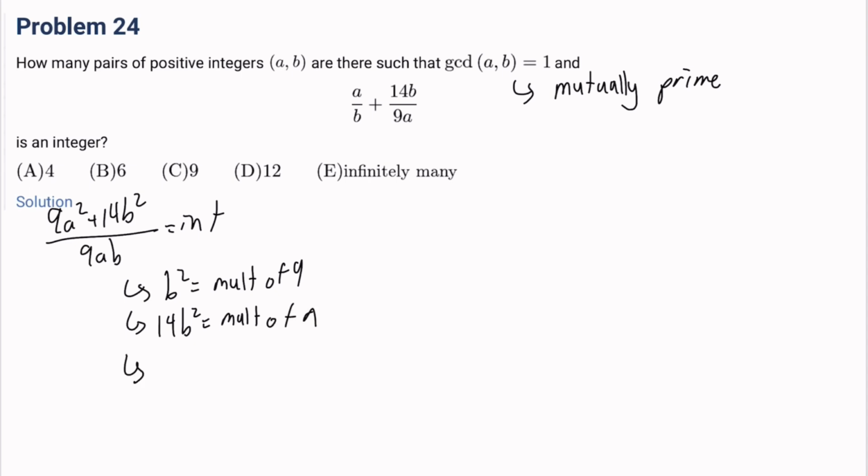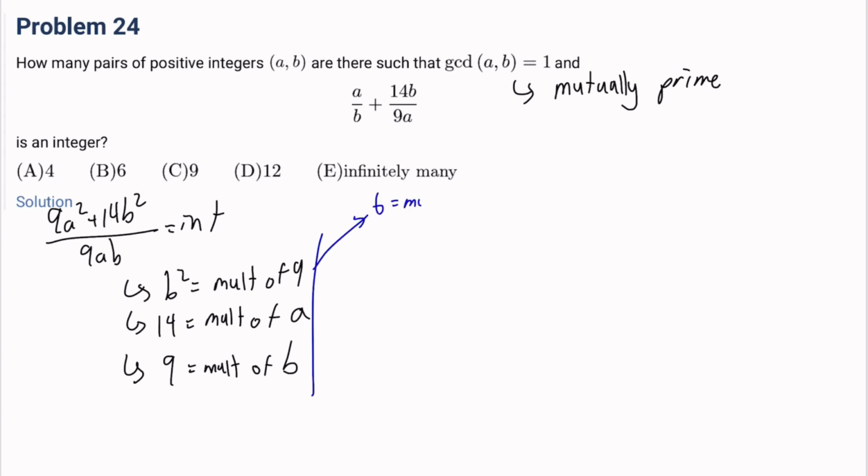And also from this, 9A squared is going to be a multiple of B. B squared will never be a multiple of A, and A squared will never be a multiple of B, right? That means that we can just erase these B squared and 9 and A squared from there. And so we have these three things. B is a multiple of 9. So this means that B is a multiple of 3.